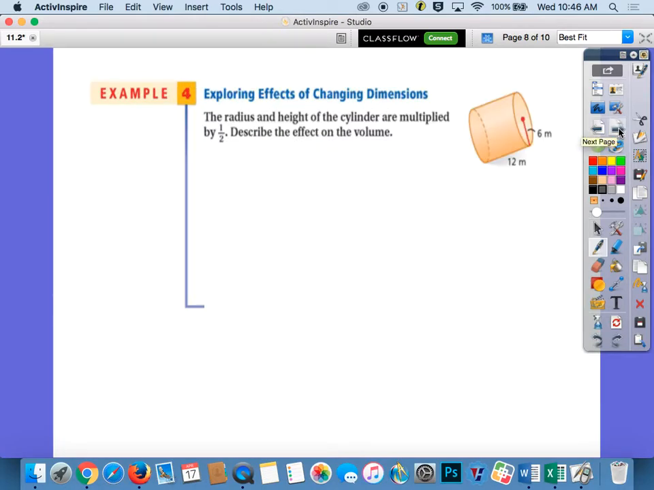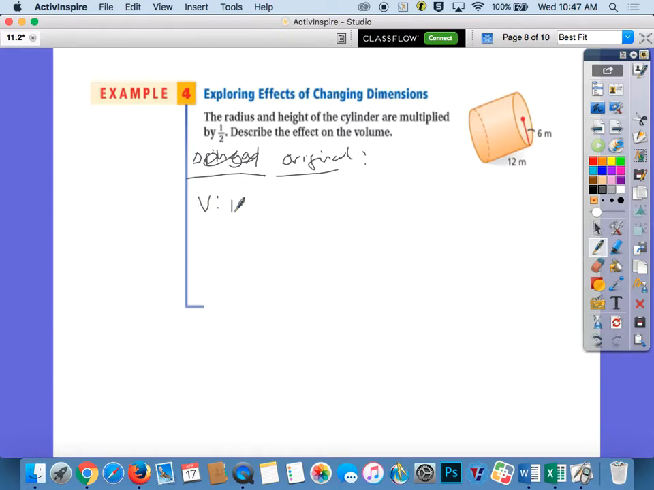All right, y'all, this is going to be the second to last concept we'll talk about. We just want to see the effects of changing dimensions. So let's go through a couple of demonstrations to see what's happening with this. I'm dealing with a cylinder. The radius and the height are multiplied by 1/2. So let's start with our original.